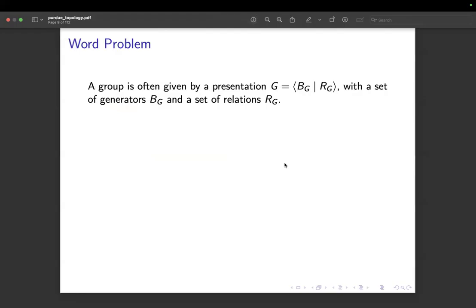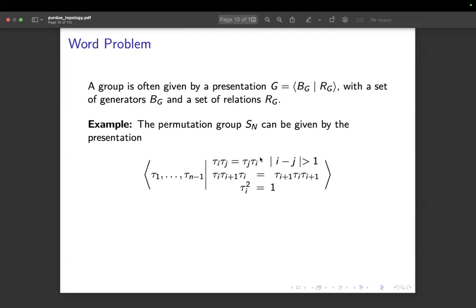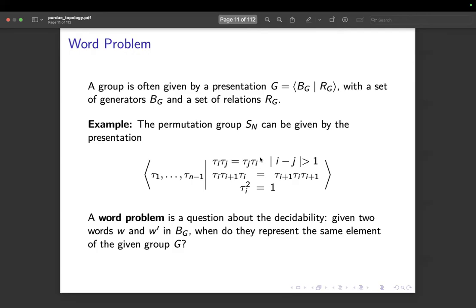Okay, so next ingredient, because we will see that my work connects these two. Let me talk about the word problem. A group is often given in the form of a presentation with a set of generators and a set of relations. For example, this is the well-known presentation of the permutation group, where if the index distance is more than one, then they commute. Otherwise, they satisfy a relation, and we will see some use of it today.